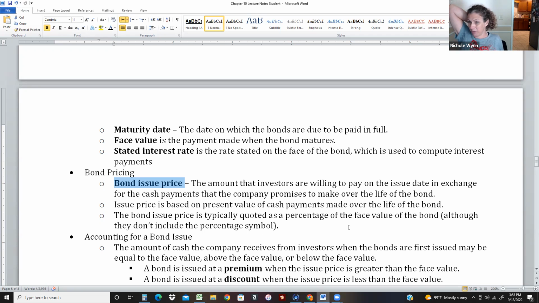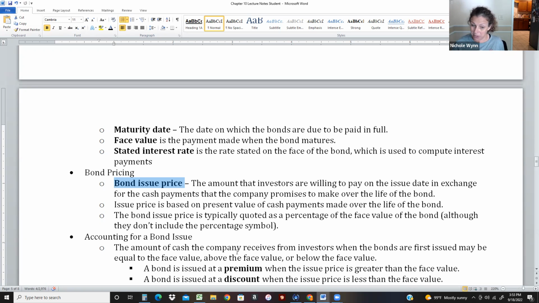Then I'll be like, all right, what if I give it to you for $950? And you'd be like, oh. So you'd buy it for $950 instead of 1,000. And I'd still give you the $40 every 6 months. And at the end, I'd give you $1,000 back. So you kind of get an extra $50 at the end.